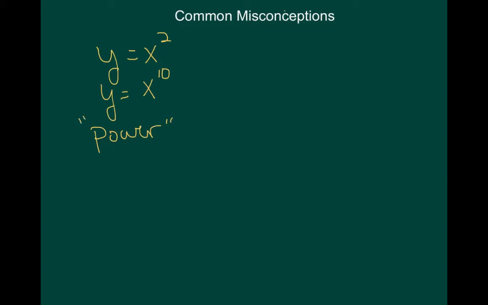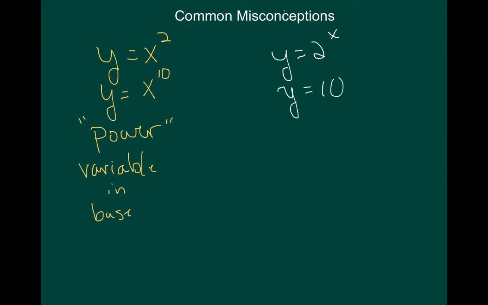Now, the difference is that in a power function, the variable is in the base. So we contrast that to an exponential function. Here, let's take, for example, y equals 2 to the x, or if you want, y equals 10 to the x. This is an exponential function, and you'll see that the variable is in the exponent, hence the name. So let's be clear going forward not to confuse power functions with exponential functions. They're really both very different.